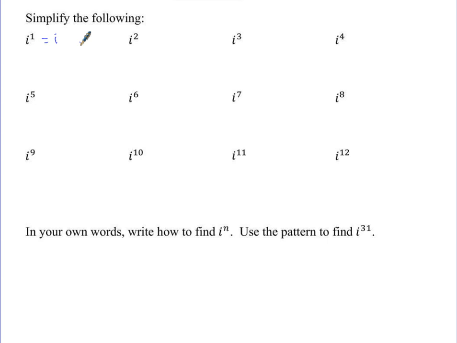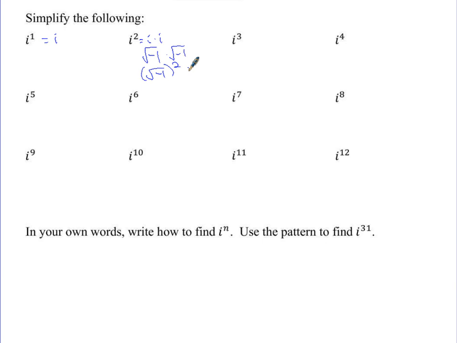Well, what is i squared? i squared is i times i, right? Well, i is the square root of negative 1, though. So I have the square root of negative 1 times the square root of negative 1, basically. Right? Which I can rewrite as the square root of negative 1 being squared. Do you agree? So it's just negative 1.